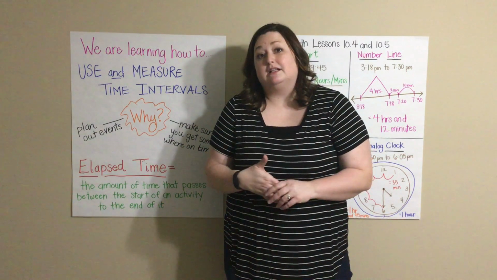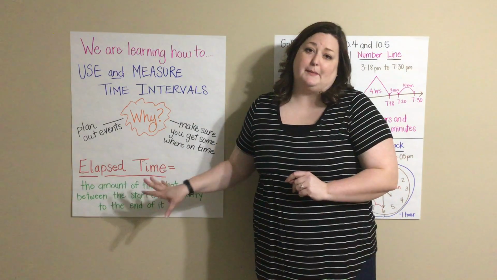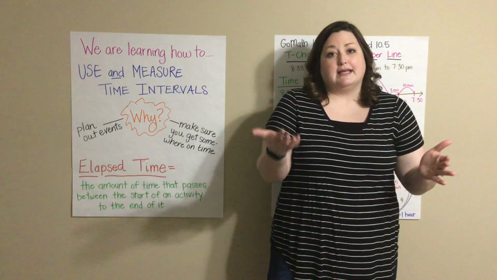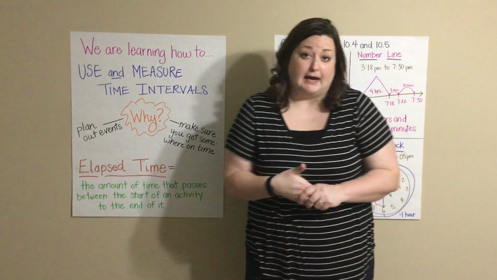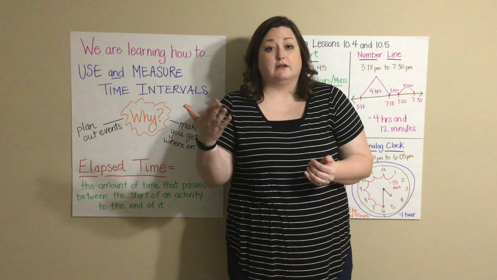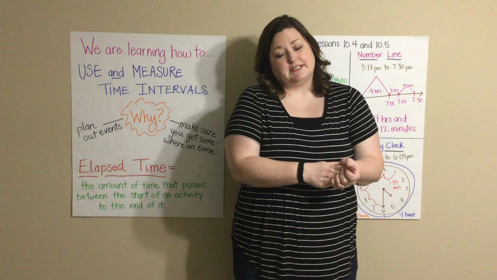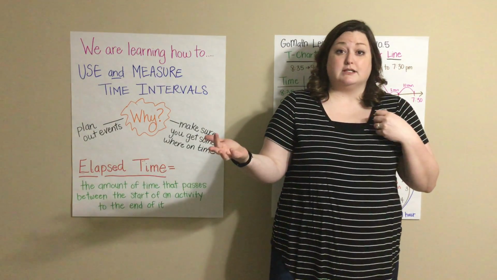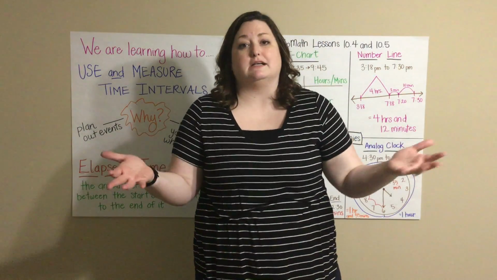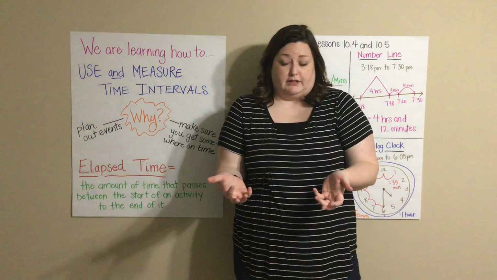So let's talk about what elapsed time actually means. Well, the definition of elapsed time is the amount of time that passes from the start of an activity until it ends. So I think I gave you guys the example of soccer practice, maybe right before we got out when we were starting to talk about this. If I go to soccer practice at 3:30 and it's over at 5, I can count up the time from my start time to my end time to know how much time has actually passed, how long I was at soccer practice. Okay, so let's talk about some strategies to do this.